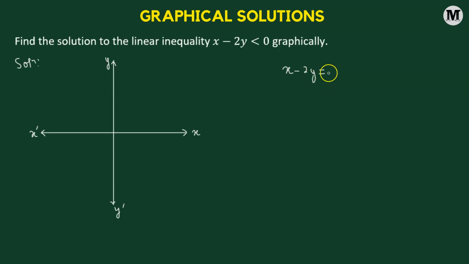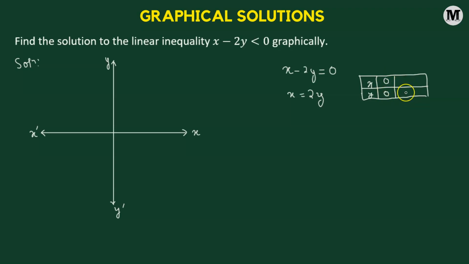That means we'll get x minus 2y equals 0. Our next task will be to sketch the graph of x minus 2y equals 0. Now, to sketch the graph of x equals 2y, we'll use the tabular method. So let's consider a table where we have coordinate values for x and y. We're going to choose x to be equal to 0. So when x equals 0, y also comes out to be 0.